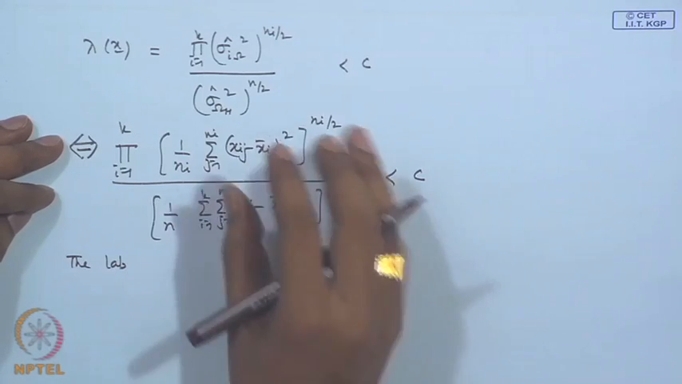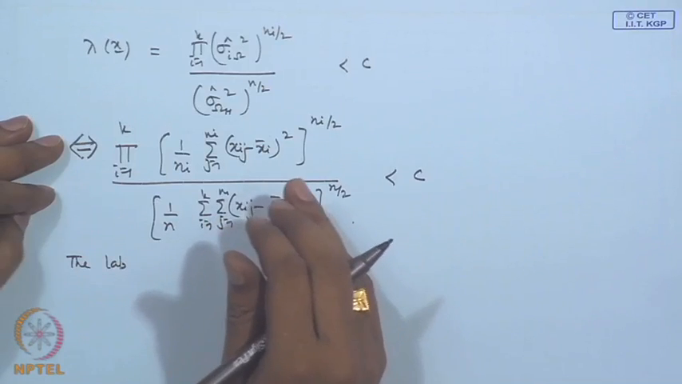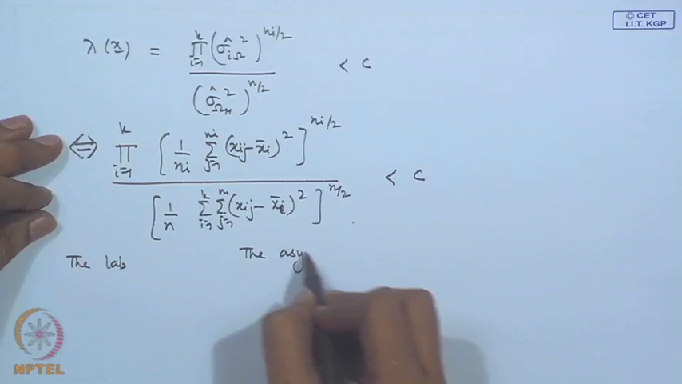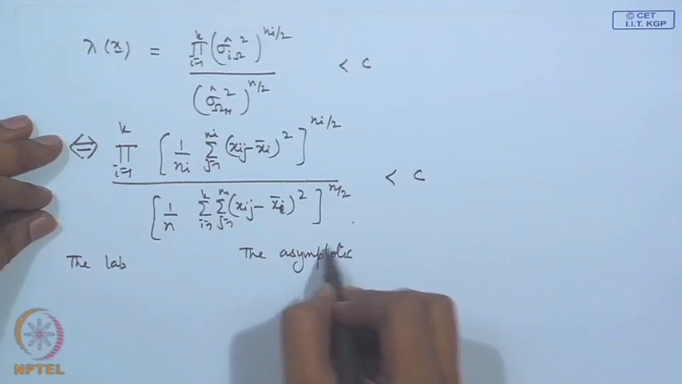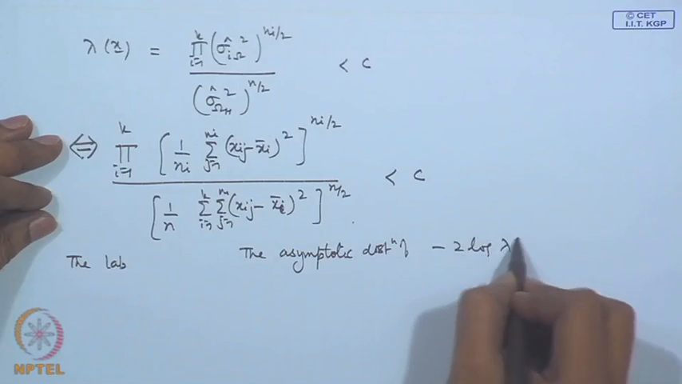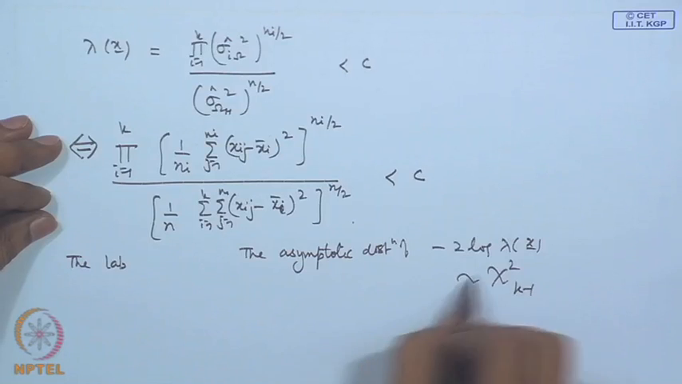The tables, actually the exact distribution of this is not so simple. However, it has been derived, but if we use the asymptotic distribution, that will become chi square on how many degrees of freedom? 2k minus k plus 1. So, if I consider the asymptotic distribution of minus 2 log of lambda x, that is chi square on k minus 1 degrees of freedom.